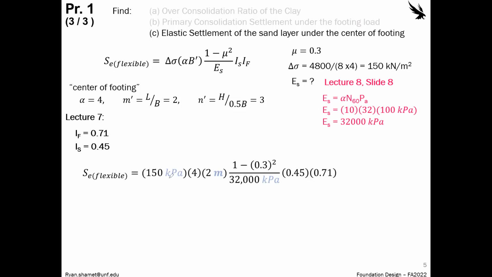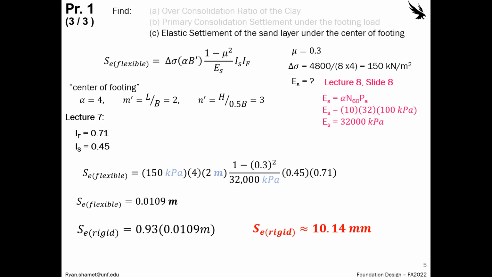So we get this equation here and we plug in everything, and what we see is that the kPas would cancel. Don't forget to square this Poisson's ratio. And what we're left with here is going to be in meters. Now remember though, it was also specified in the drawing that this is a rigid foundation. So what we need to do is multiply this by 0.93 to get the corresponding settlement due to a rigid foundation. So that gives us about 10.14 millimeters.